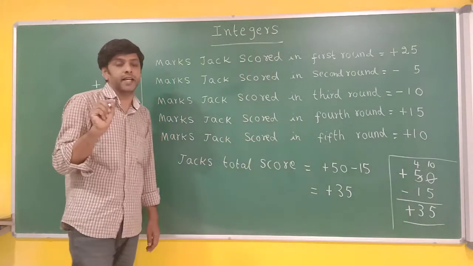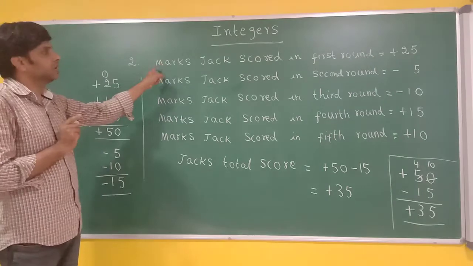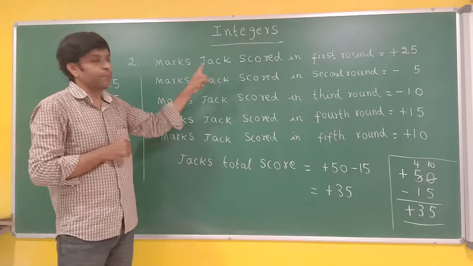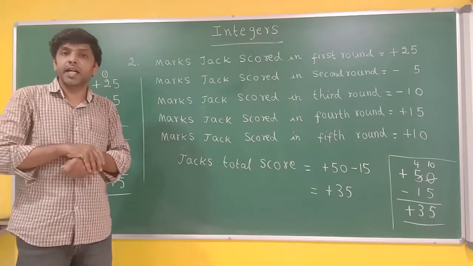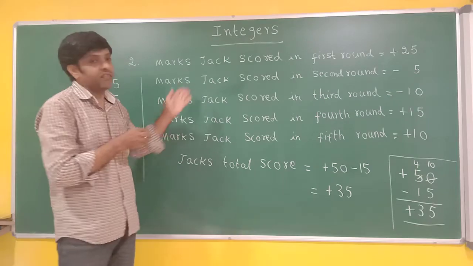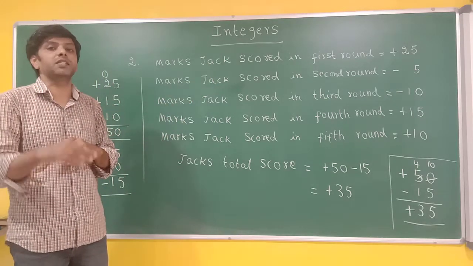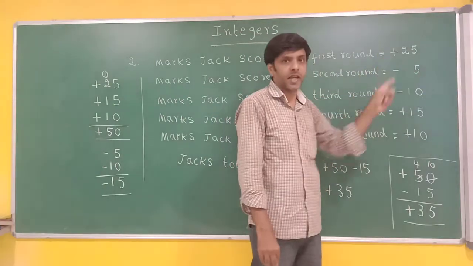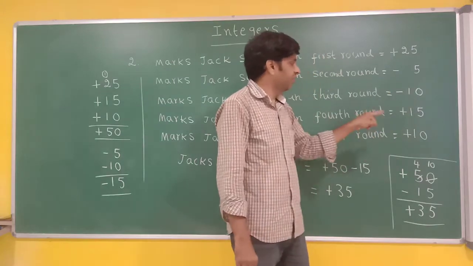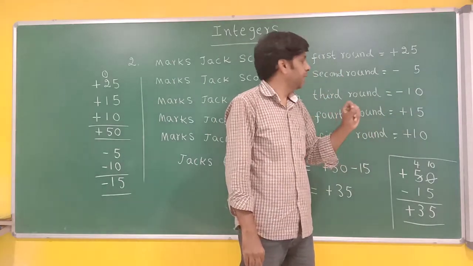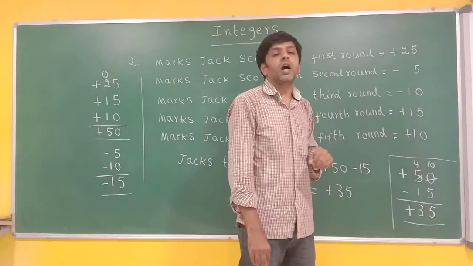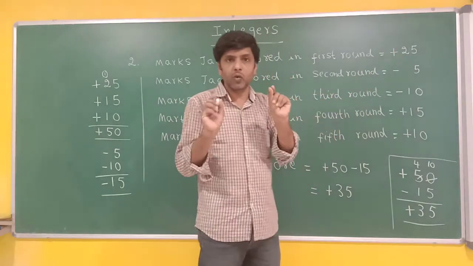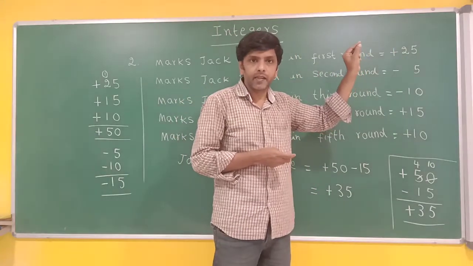I will explain the problem once again. Listen very carefully. This is about a quiz program. In a quiz program, one student Jack participated and the program was conducted for 5 rounds. After every round, they give information about Jack's score. After the first round, plus 25. After the second round, minus 5. After the third round, minus 10. After the fourth round, plus 15. After the fifth round, plus 10. Now we have to find his total score. These are the scores in individual rounds. In the first round, he scored plus 25. That is separate.